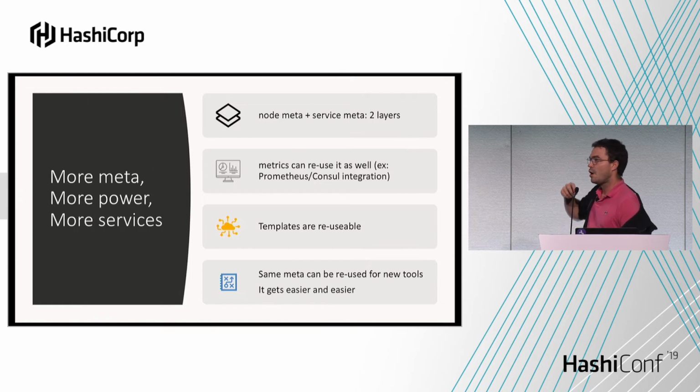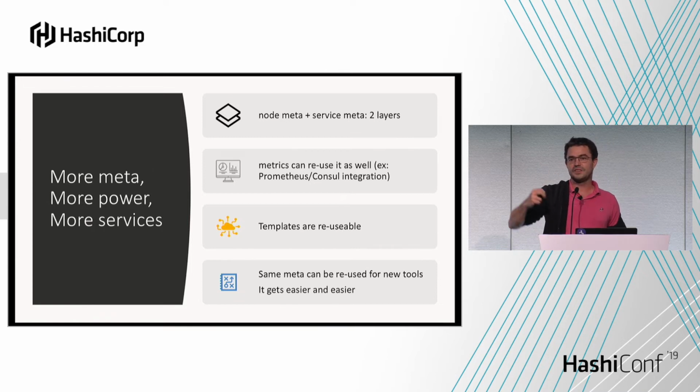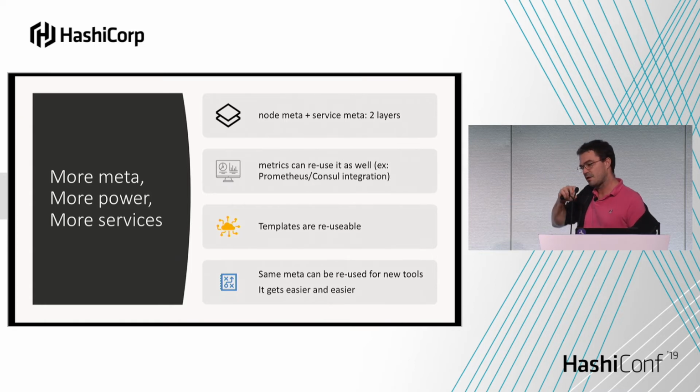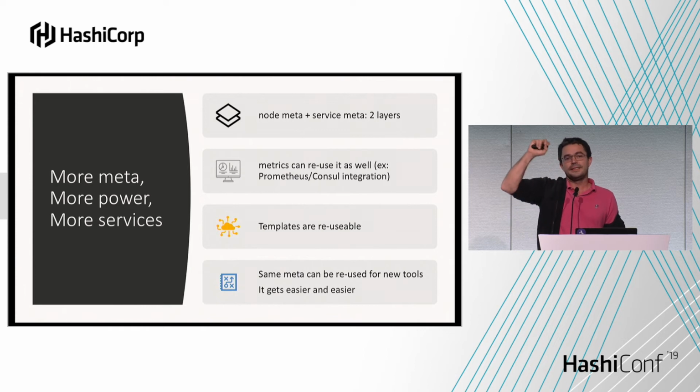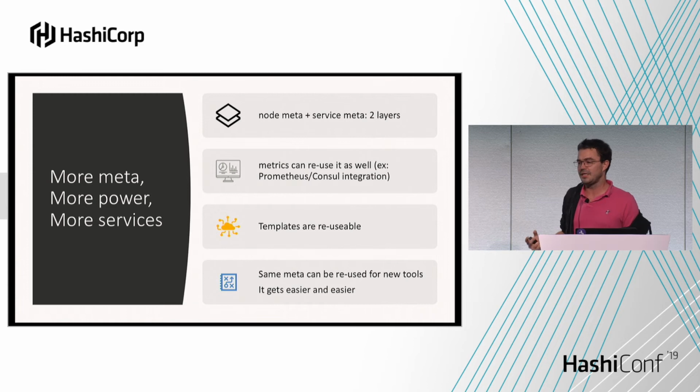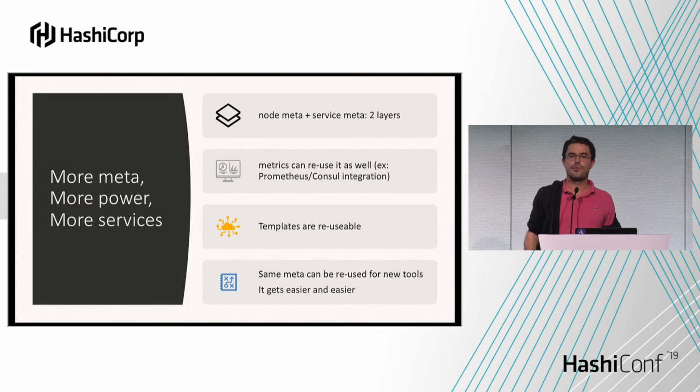Another point is we are combining the node metadata with the service metadata, meaning that when you get the metrics, for instance, or when those tools are using this metadata, they can use the node metadata or the service metadata. The service metadata is going to say, for instance, my application is running version X. The node metadata will say, my operating system, by the way, is Windows, this version, and I'm on this rack, and so on.